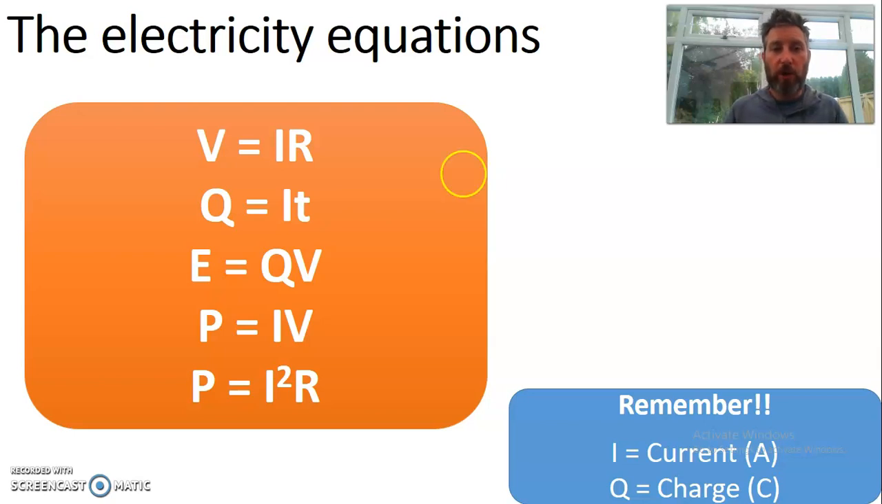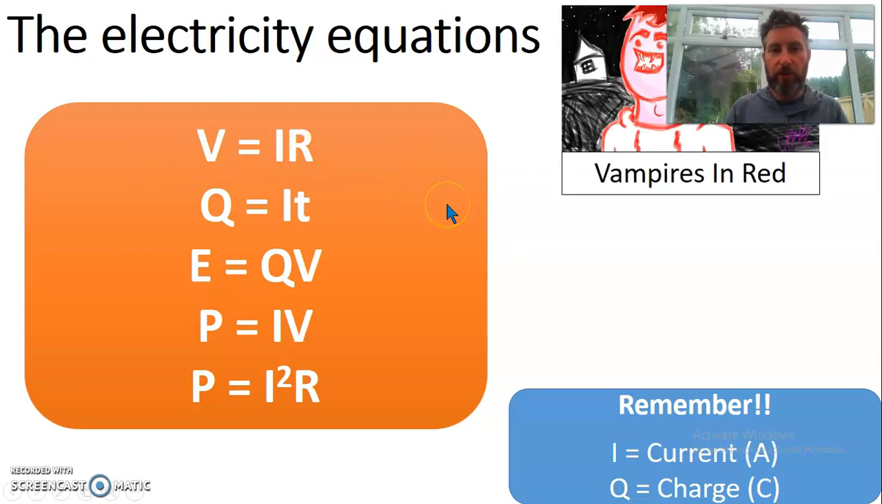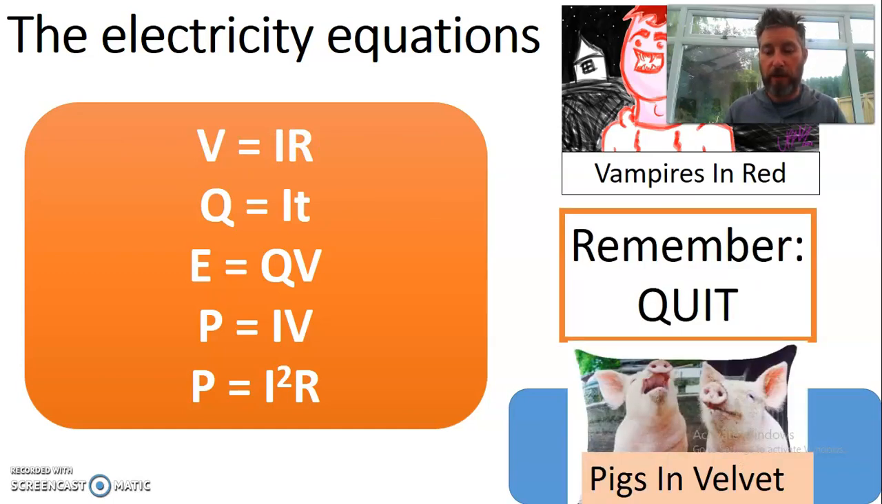What questions are going to come up? You're going to get questions on vampires in red. You're going to get questions on quit. You're going to get questions on pigs in velvet. The other 2, I would be surprised if they appear on a foundation paper. I've yet to see them do so. So just bear that in mind. So let's look at those 3 equations in terms of a couple of questions, and then you can have a go at doing some of these. I've got a couple of worksheets with questions on these for you to have a go at. So let's kick off then.